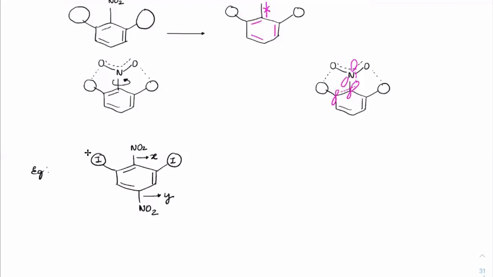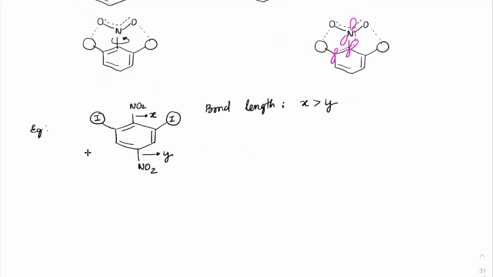Due to SIR effect, this NO2 will be out of the plane of this iodine and iodine. Got it? Because of which the resonance that has to happen between benzene and nitrogen here is prohibited, and here the resonance is still taking place. There is no issue with this. So from here we can say that the bond length between X and Y, X will be greater than Y. Okay, so what is that?